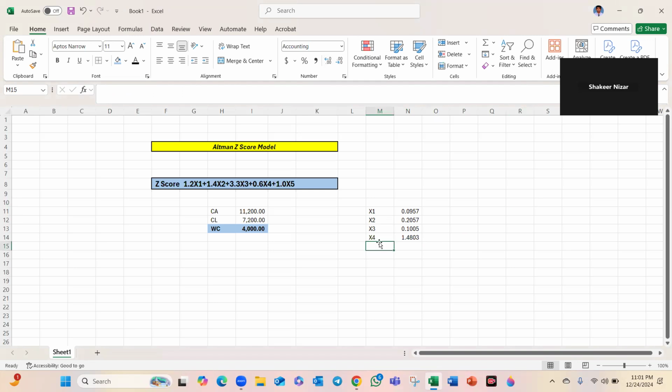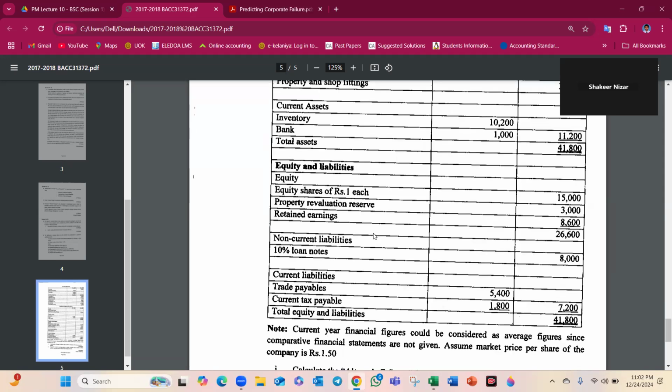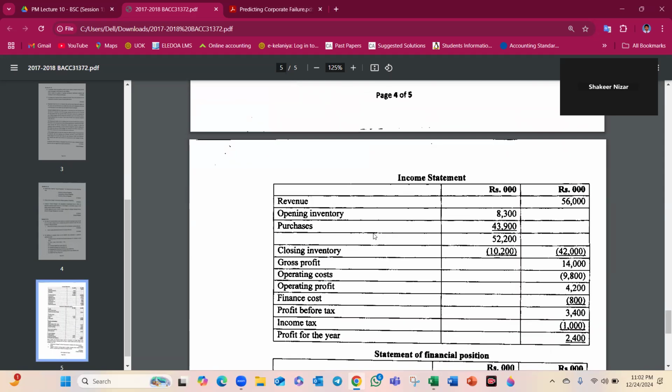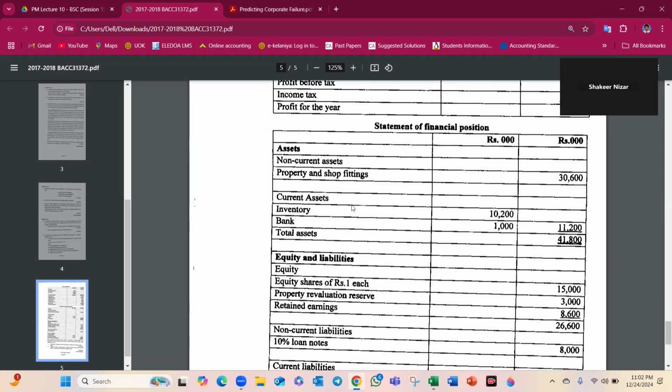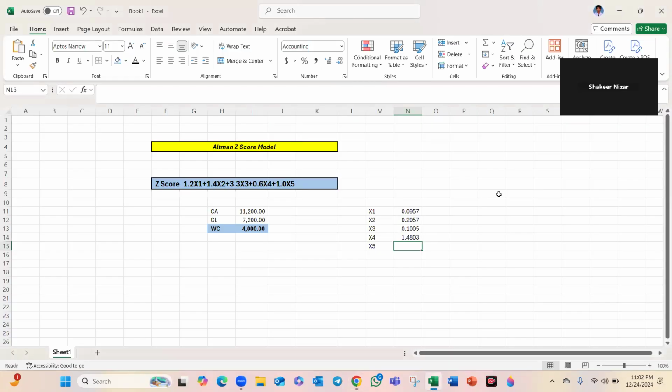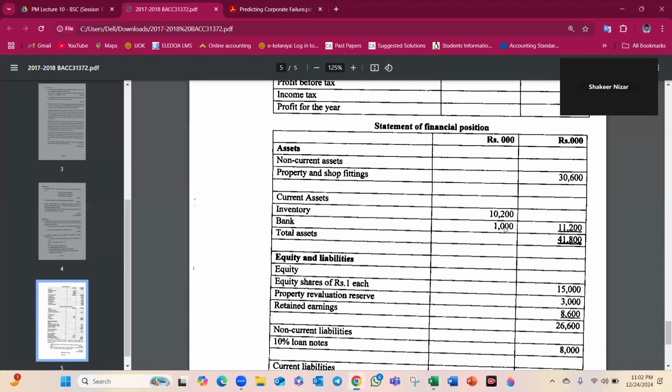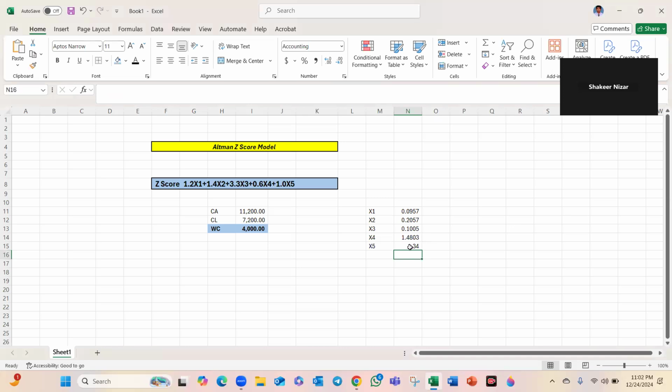Then finally we have X5. X5 is sales divided by total assets. Sales, in the P&L, is 56,000. 56,000 divided by 41,800, if I'm not mistaken. Yes. So you can see you have calculated those values.